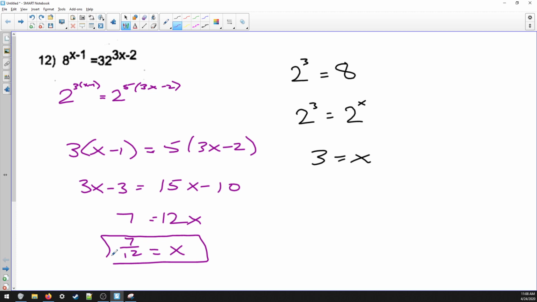Okay? And any other problem where it's exponential equals exponential, this is going to be a strategy that you can use. It doesn't always work, but it's something that you can definitely try. Sometimes it's not possible to get the bases to be the same, right? But if we can, that's your easiest bet. Okay, so that's problem number 12.